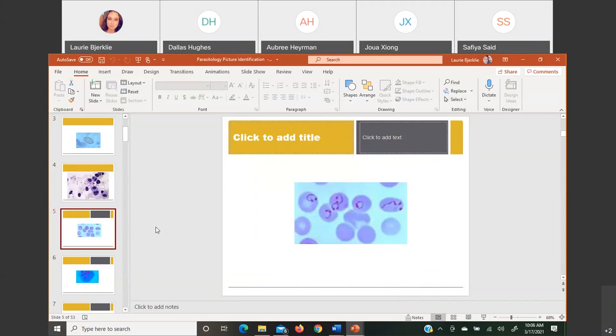Yeah, definitely Plasmodium. It is malaria. In this case, it is Plasmodium falciparum, but the ring stage looks almost identical in all Plasmodium. The falciparum is the one that can have the two dots. Most ring stages just have one.